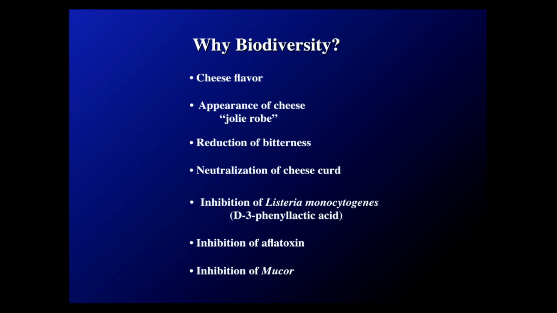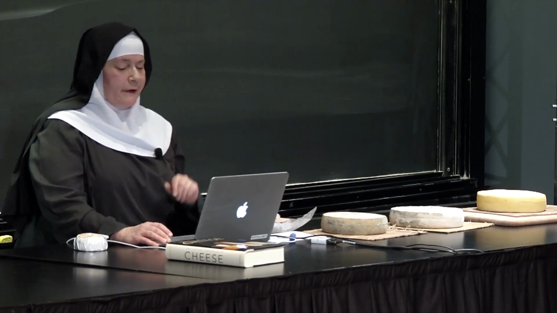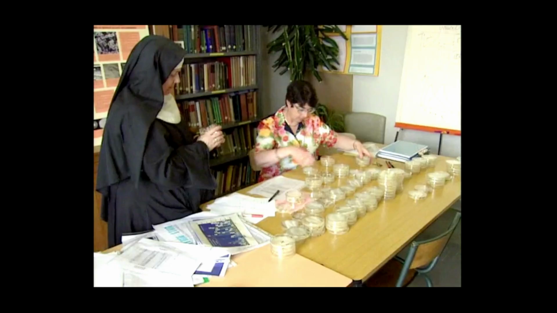And then some strains, there's research going on now because you know about Listeria monocytogenes. You've heard about it in food poisoning outbreaks. And people are interested in competitive studies. There are some strains of Geotrichum that can inhibit Listeria. So those kind of competition studies are going on. Also inhibition of aflatoxin. And then some strains inhibit Mucor, which is what you wouldn't want on a brie or a camembert. This is kind of summing up our research in France.